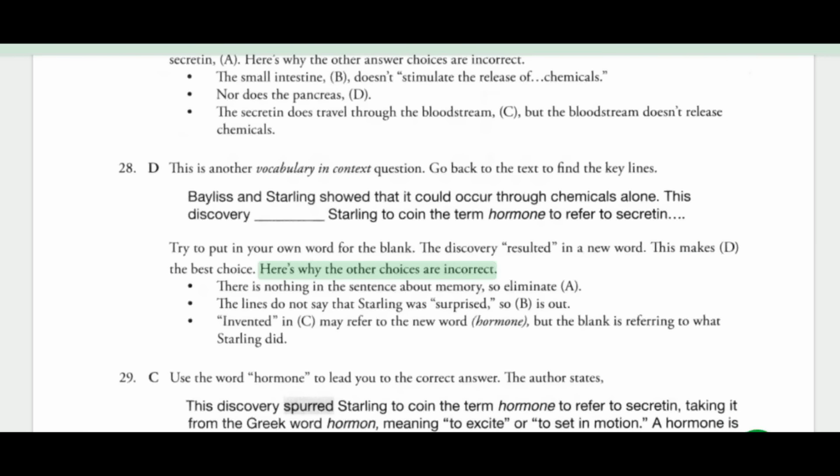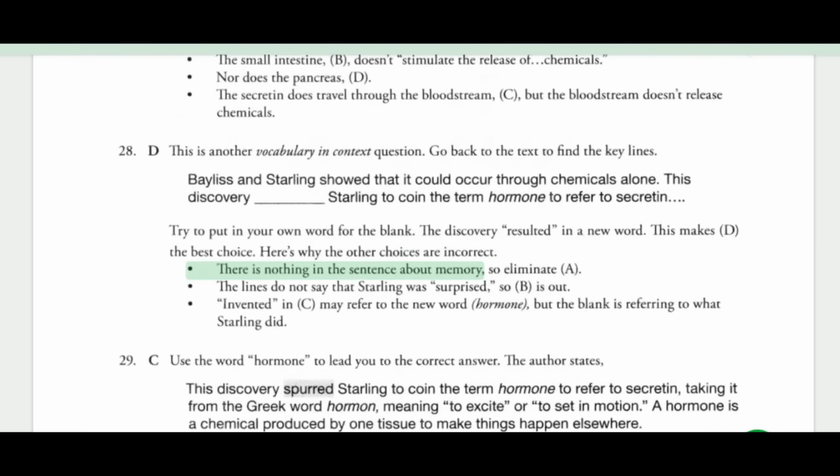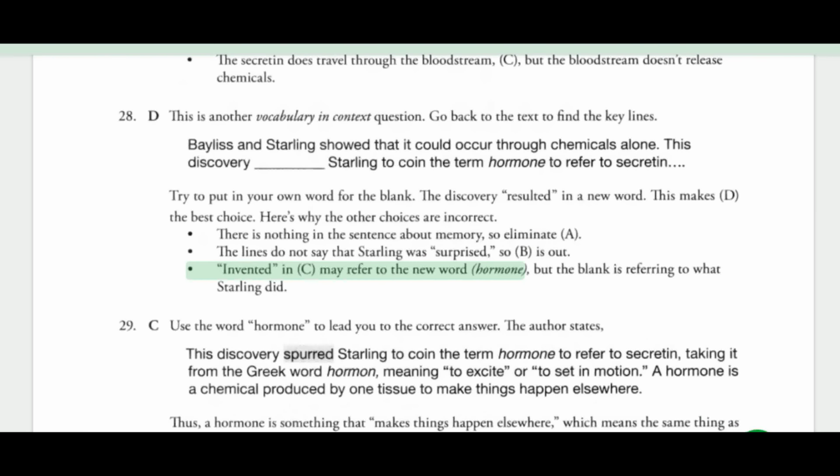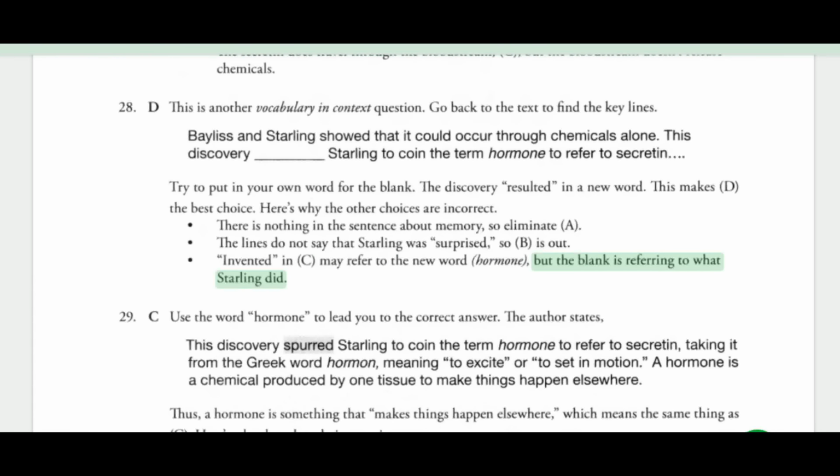Here's why the other choices are incorrect. There is nothing in the sentence about memory, so eliminate A. The lines do not say that Starling was surprised, so B is out. Invented in C may refer to the new word hormone, but the blank is referring to what Starling did.